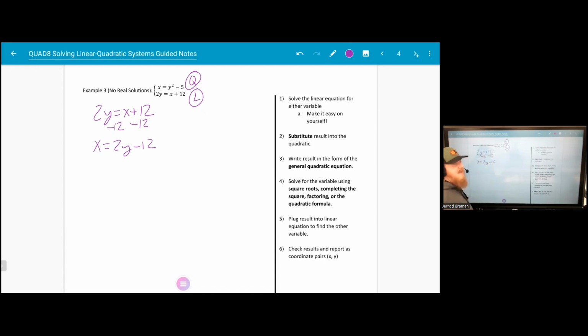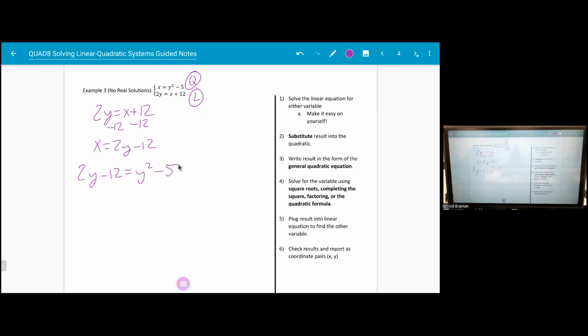Now, I'm not going to do parentheses this time. I don't need to, because it's just x. It's not being multiplied by negative or any other value. It's just 1x. So 2y minus 12 equals y squared minus 5.